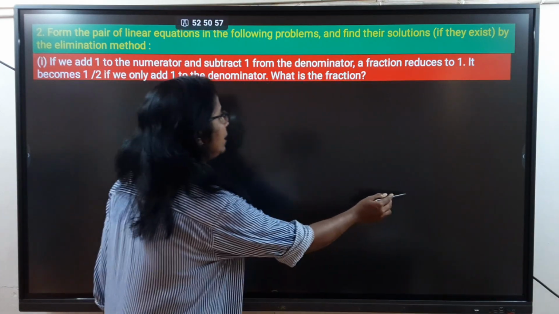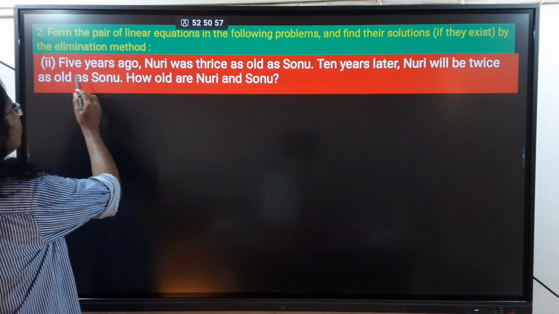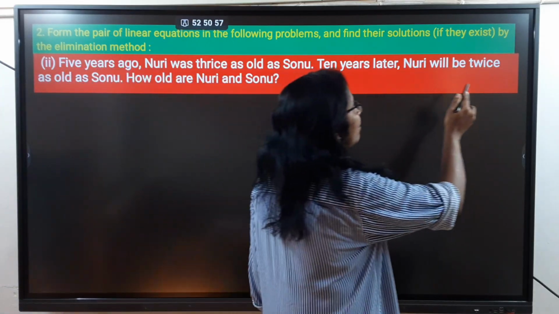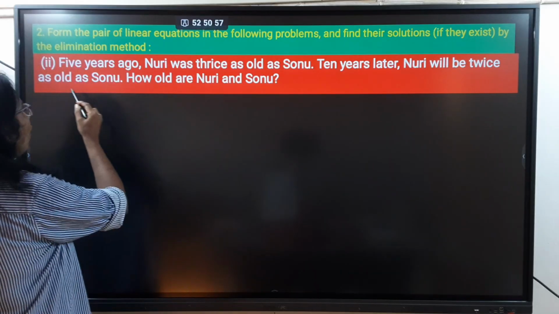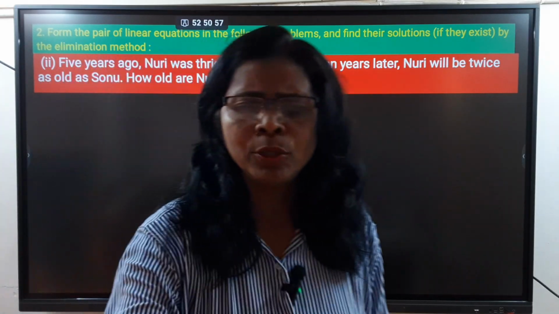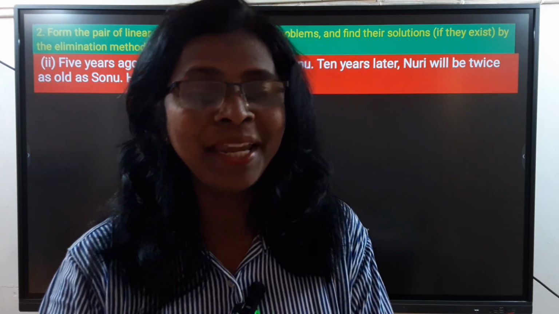See the next example. The next example is that 5 years ago, Nuri was thrice as old as Sonu. 10 years later, Nuri will be twice as old as Sonu. How old are Nuri and Sonu? Now here, students, there are two characters, that is Nuri and Sonu.